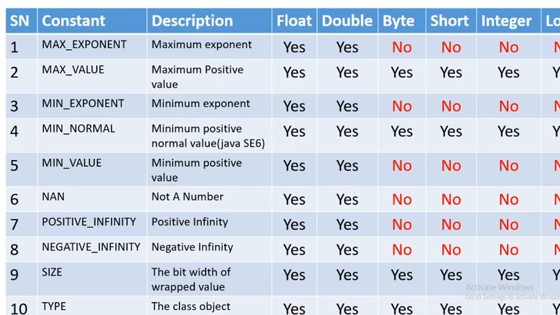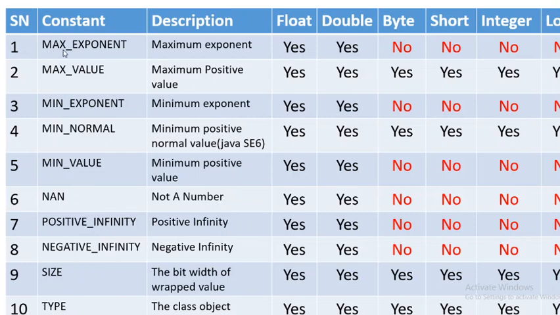These are some constants which are available in these wrapper classes. Here a comparative chart is made. In the first column, the names of the constants are mentioned. In the second column, descriptions for these constants are mentioned. And here all the wrapper class names are mentioned: Float, Double, Byte, Short, Integer and Long, showing in which class these constants are available and where they are not. Yes means available, no means not available.